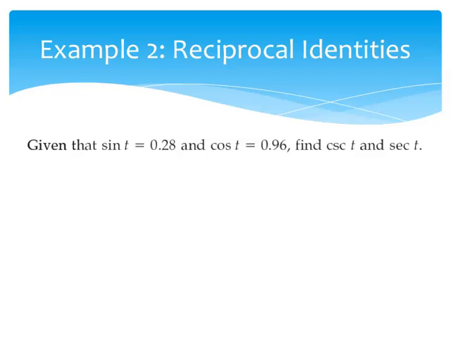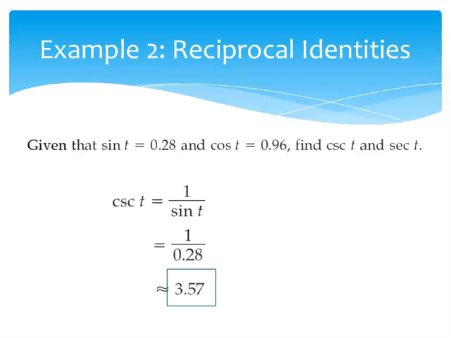Now, you actually don't need to solve for t in order to figure this out. You absolutely can. I think it actually takes a little bit longer. But because you know cosecant of t is the reciprocal of sine of t, let's go ahead and write that down. So cosecant of t is equal to 1 over sine of t. And you're told sine of t is equal to 0.28. So we can replace that part, sine of t, with 0.28. And then go ahead and divide. 1 divided by 0.28 is about 3.57.